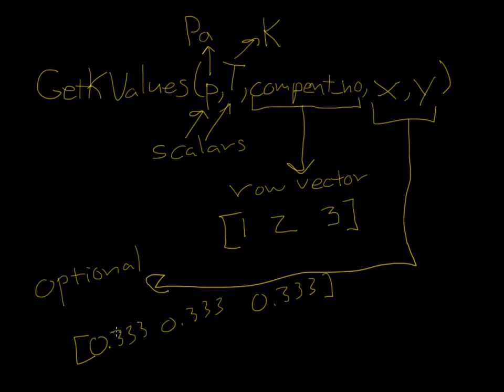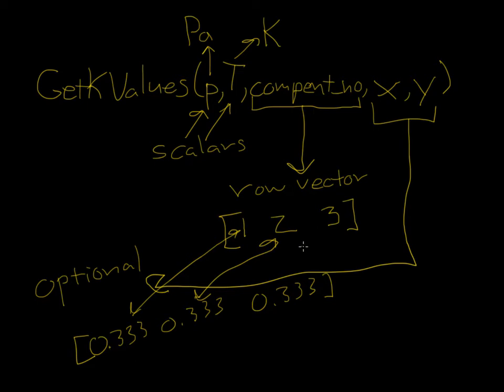So the first element of the composition vector corresponds to the first element of the component number vector, right? So 0.333 is going to be the composition of component 1 in the liquid phase if we enter this as our x vector. Same thing for the second one and the third one. So 0.333 corresponds to component 2, component 3.